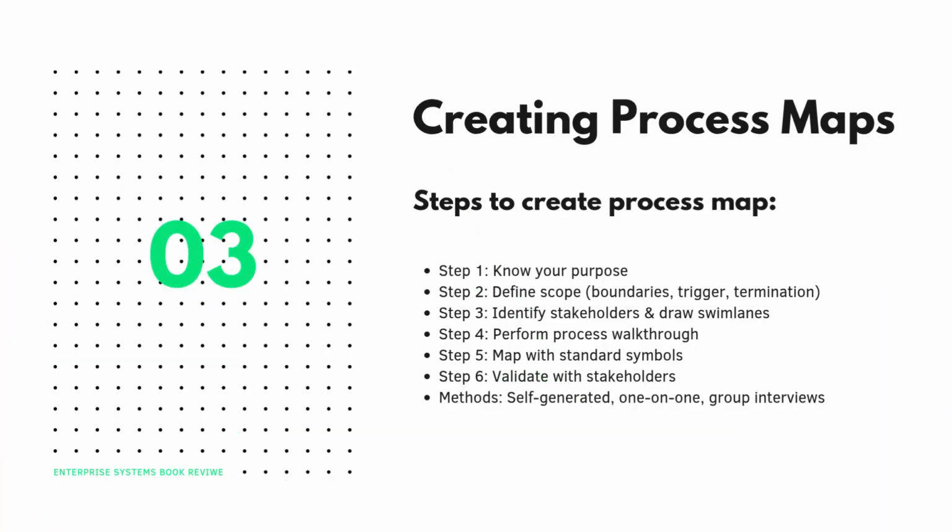Let's now explore how to create a process map with the 6 key steps outlined in this chapter. First, know your purpose. Define a clear objective, like improving efficiency, and share it with your team to keep everyone on the same page. Second, define the scope by setting process boundaries, identifying the trigger event, like a customer call, and the termination point to avoid scope creep.